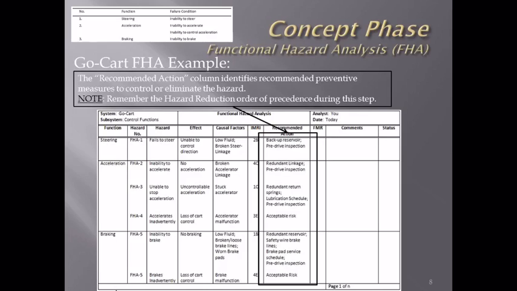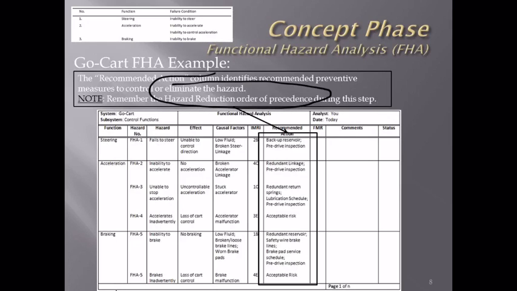The next column, recommended action, is what should be done to reduce or eliminate the hazard. Be sure to work through recommended ideas in the hazard reduction order of precedence. Remember that from earlier PowerPoints. It is much more reliable to design out hazards or to design in safety measures rather than to provide safety procedures or practices. Sometimes you cannot work it through design, but especially in these early phases of the system life cycle, it's important to try to consider as much design safety as we can.